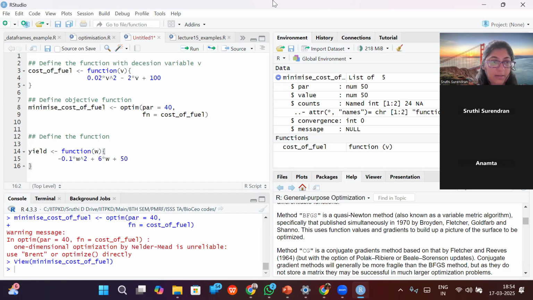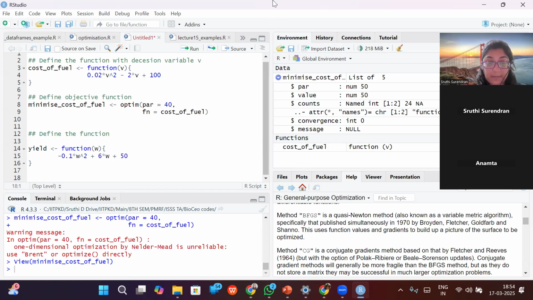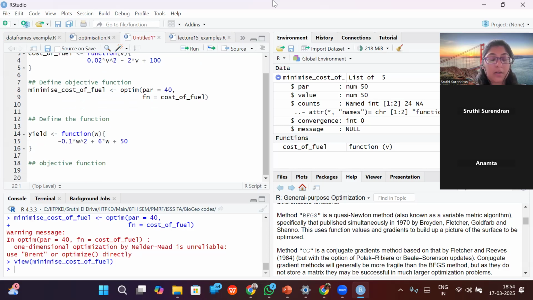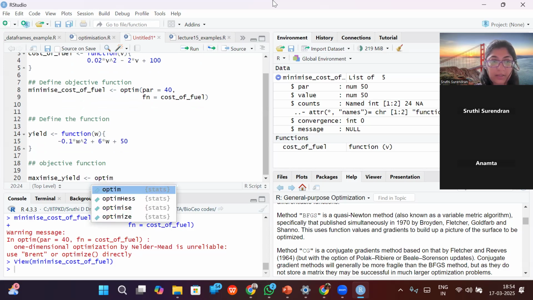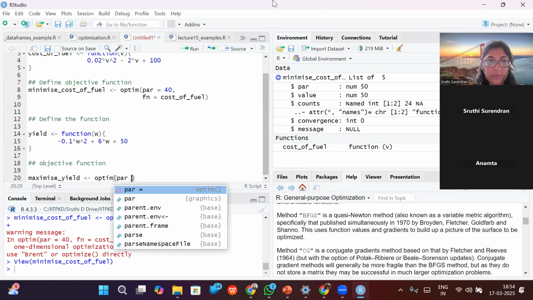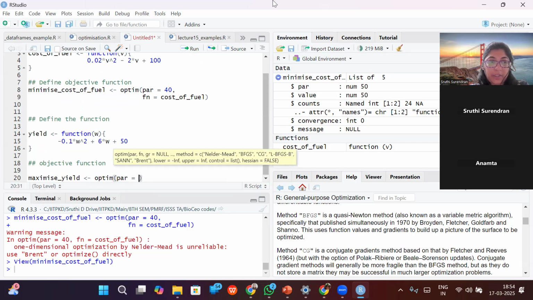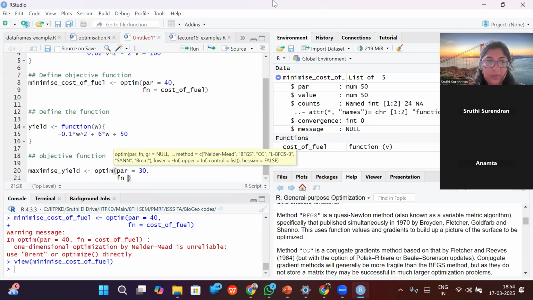Now our objective function is going to be maximize yield, and then using the optim function, the initial value of the parameter is going to be, say, 30. Then the function that is going to be optimized is going to be yield.